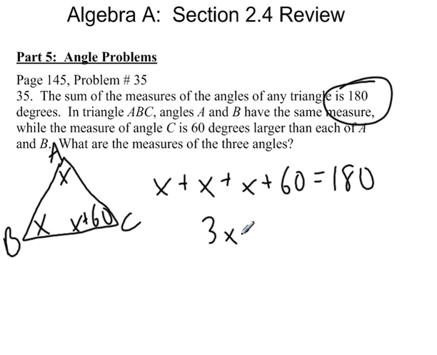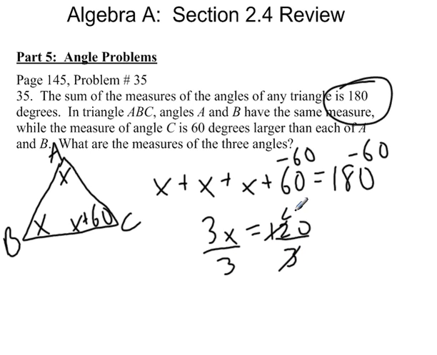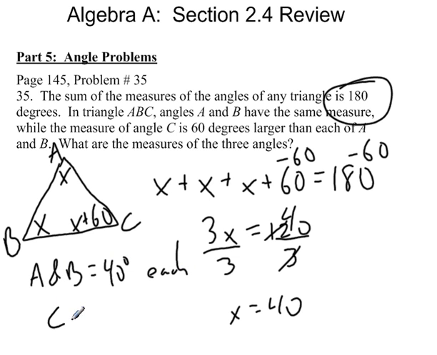Combine like terms, you're going to have 3x. I'm going to go ahead and subtract 60 from both sides, giving me 3x equals 120. When you divide both sides by 3, 3 goes into 12 4 times, so x has to be 40. It asks what are the measures of all three angles. Well, angle A and B equal 40 degrees each. Angle C is 40 plus 60, which is 100 degrees. So make sure you answer that problem as it's asked. If you have room in a diagram, you can also answer it in a diagram.